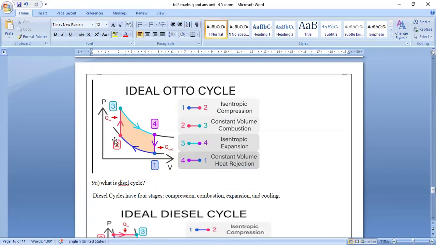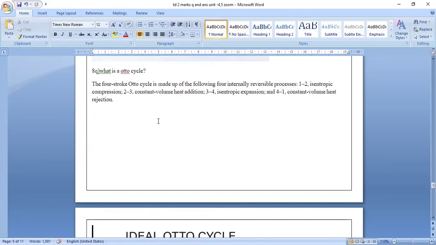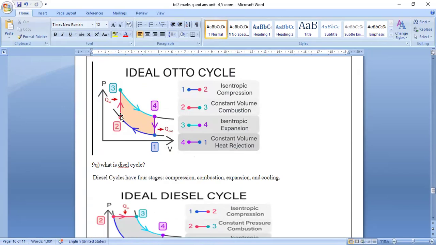So this is what I am telling: 1 to 2 is compression. Then heat addition at constant volume. Then expansion. Then heat rejection. So here heat is added. Here it is going out. Here compression is done. Here expansion is there. 1 to 2 isentropic compression and 3 to 4 isentropic expansion. So isentropic.